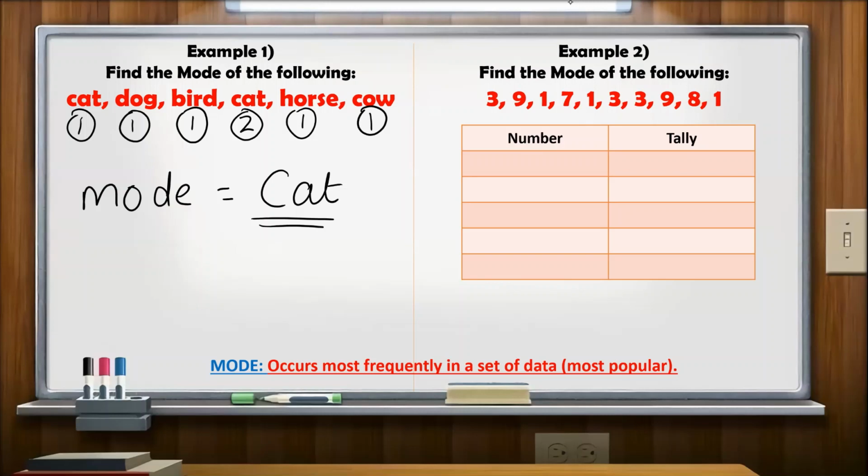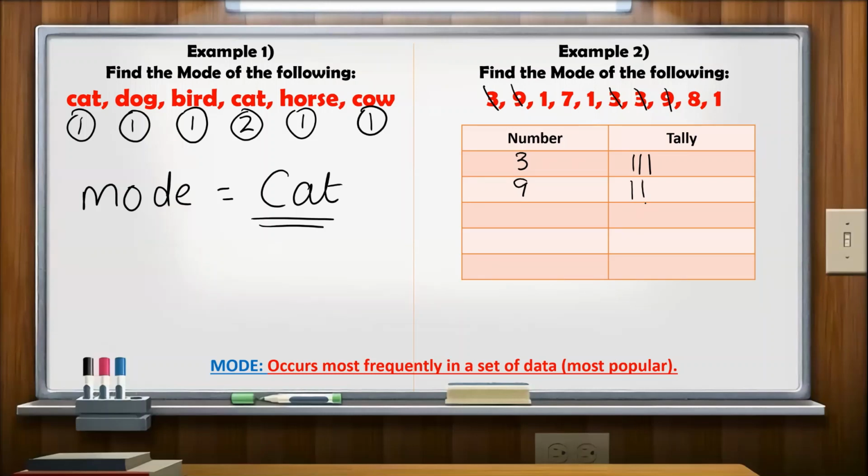So the first number I see in my data set is the number 3. So I will find how many 3s I have in my data set. So I have 1, 2, 3 3s in my data set. The next number I come across is the number 9. So I'm going to place that here. And I'm going to see how many 9s are in my data set. And I can see that I have 1, 2 9s in my data set.